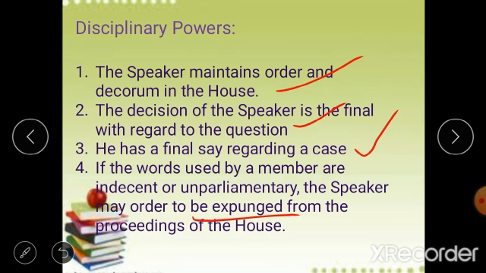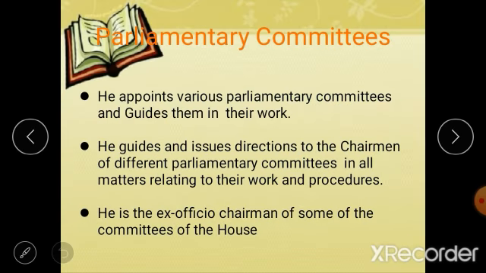So the next one, parliamentary committees. The speaker appoints various parliamentary committees and guides them in their work. So all the works cannot be taken by the Council of Ministers. So for each and every unit there is a committee. So we call it parliamentary committees. So he will guide them to do the work.